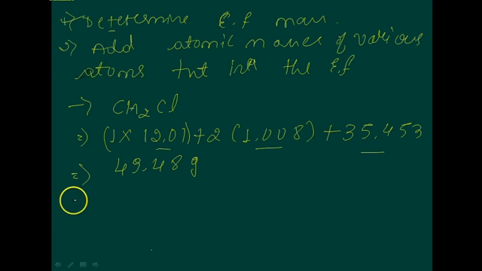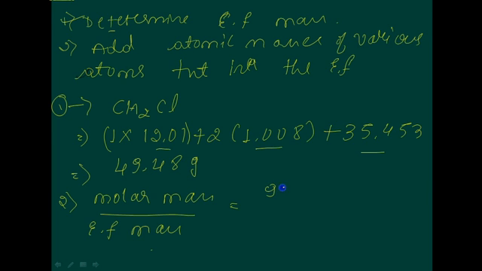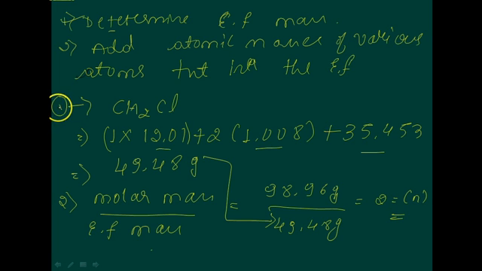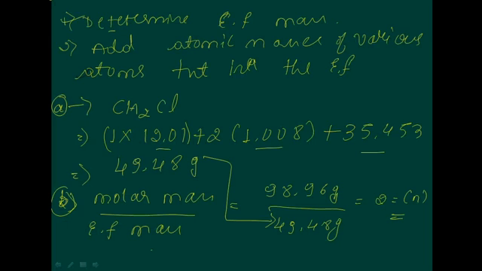Okay, the first step is over, and the second one is to divide the molar mass by the empirical formula mass. The molar mass they have given is 98.96 gram, divided by 49.48 gram, the empirical formula mass. In that we are getting 2, which is the value of n. This is step A and this is step B.